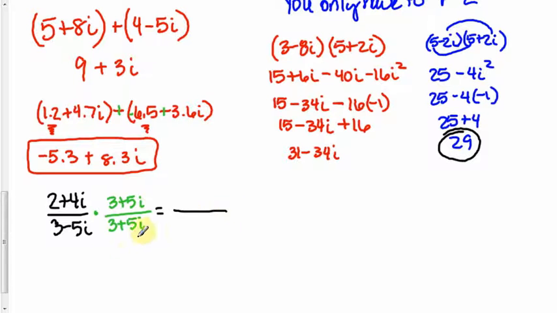In the denominator, you're multiplying conjugates. You can go through all of this again. You're going to get 9 minus 25i squared, correct? Which is going to be 9 minus 25 times negative 1. So if I show all the work, I'm going to get 9 minus 25i squared, which is 9 minus 25 times negative 1, which is 9 plus 25, which is 34.